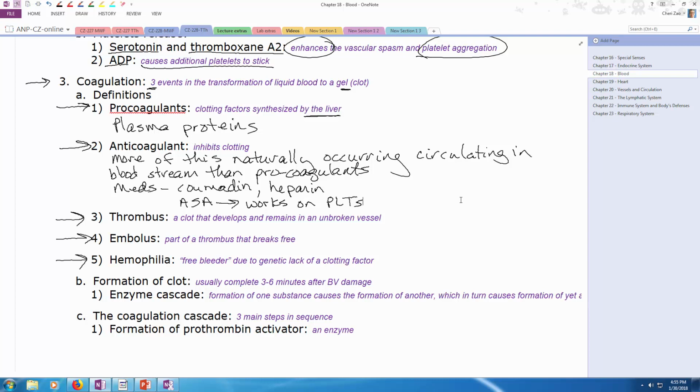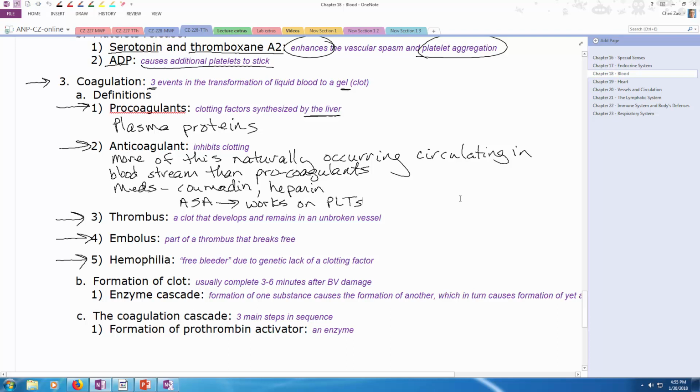Are thrombi and emboli only in arteries, only in veins, or can they be in both? They can be in both, absolutely. A thrombus or an embolus can originate in either an artery or a vein. Which one is immediately more bad for you? In the artery, because that means it's actually stopping blood flow to the organ downstream.